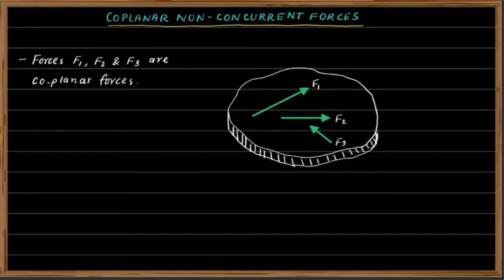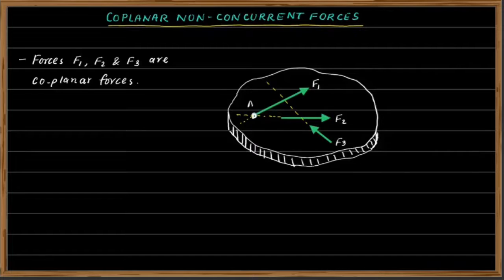Now what I'll do, I'll extend their line of action and let's see what happens. So let's extend the line of action of each force. So let me first extend the line of action of force F1. We'll also extend the line of action of F2. So we have extended the line of action of force F2, and let's also extend the line of action of force F3. So if you see like this, F1 and F2, they are intersecting at this particular point, friends.